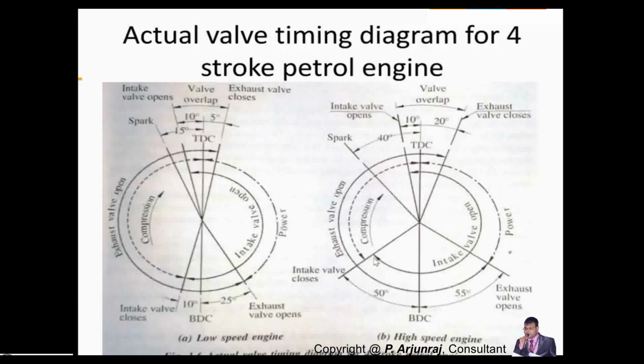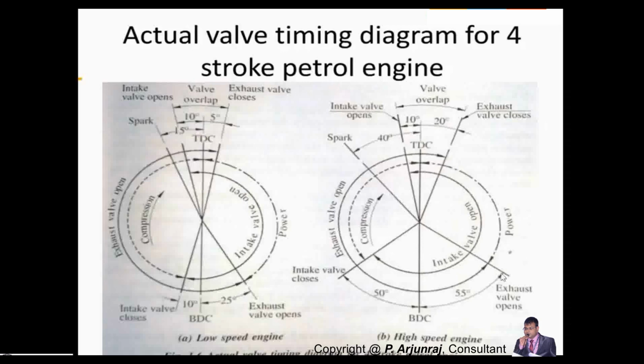Once this gets closed, you are going to get the compression stroke, where we compress the mixture. Before the end of the compression stroke, you're going to ignite the spark. Because of that spark you get the power, and the spark will happen 40 degree before top dead center. Power is where the pressure shoots up. The power stroke will end 55 degree before bottom dead center.